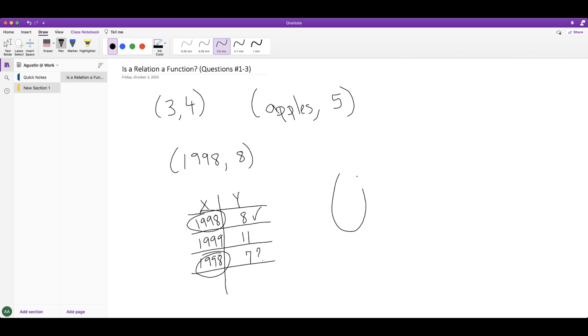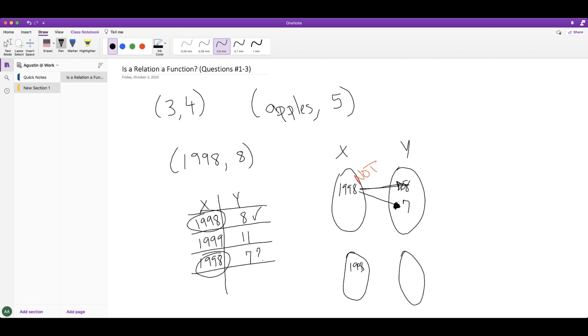Another way that you might see it is as mappings. You have two ovals, x and y, and the same example would be something like this: 1998 would go to 8, but at the same time 1998 is also going to 7. That's when you have an issue. When you see one number going to two different numbers on this side, this is not a function, because I'm lying to you, basically.